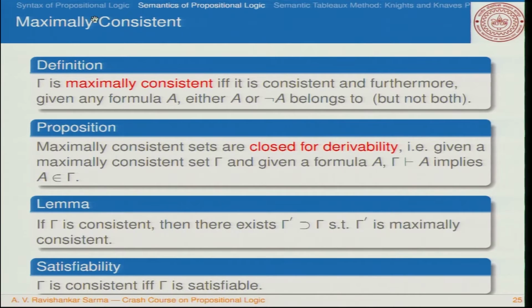Maximally consistent sets are considered to be closed for derivability, that is, given any maximally consistent set gamma, a given formula A being derivable from gamma implies that A has to be in that particular set of formulas gamma. So why do we talk about maximally consistent sets? Because when we discuss concepts like possible worlds in the case of modal logic, we require these maximally consistent sets.